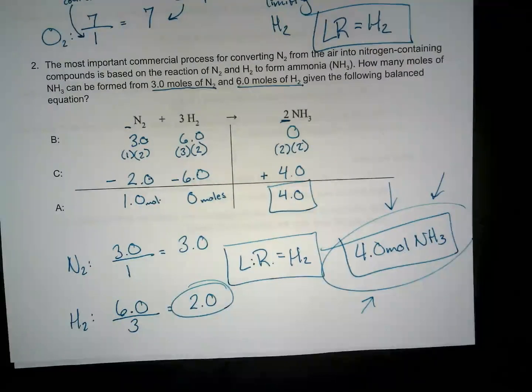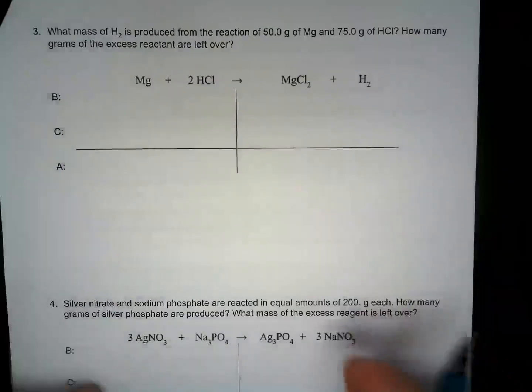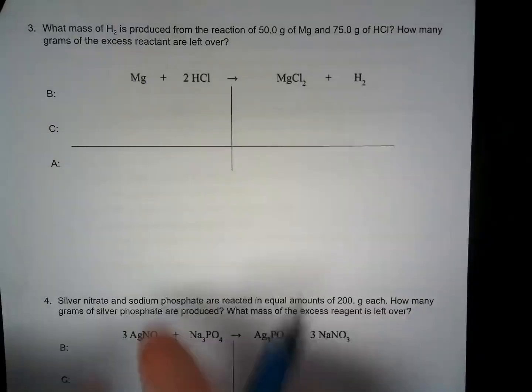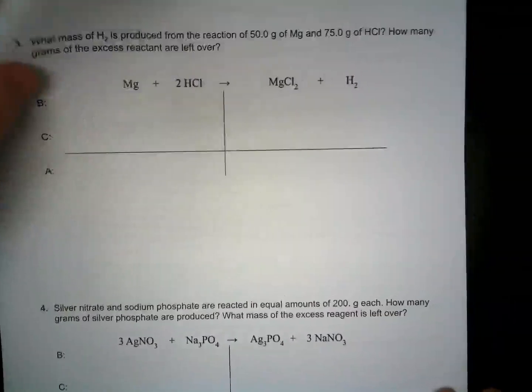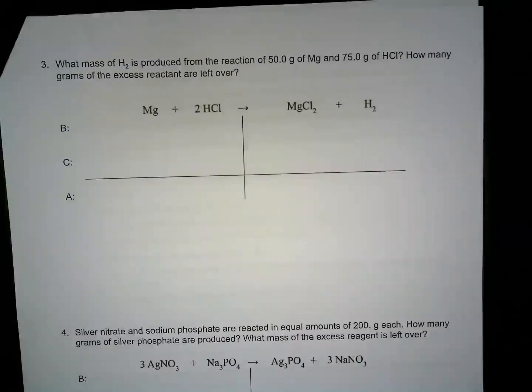Okay, 4 moles of NH3 would be produced. Okay, so let's now put all of that together and let's go through number 3. I want you to work on number 4 all by yourself. I'll make it a separate video of doing just number 4, but let's do number 3 together here.